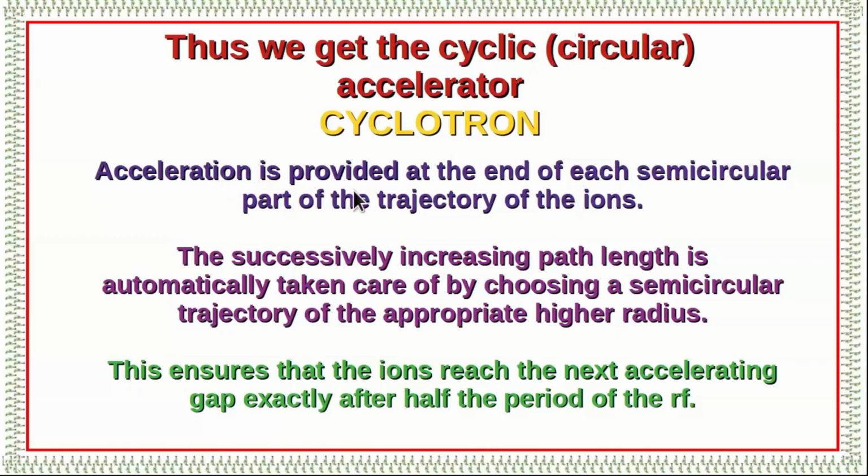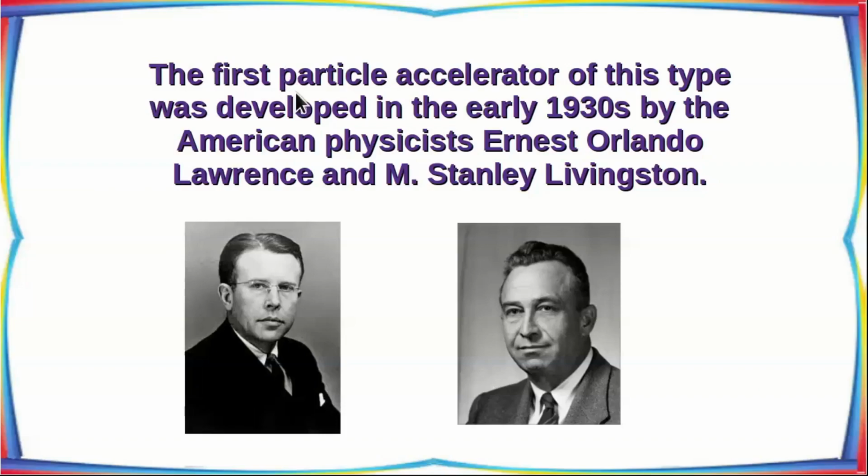Now here acceleration is provided at the end of each semicircular part of the trajectory of the ions. The successively increasing path length is automatically taken care of by choosing a semicircular trajectory of the appropriate higher radius. So this will ensure that the ions reach the next accelerating gap exactly after half the period of the RF. The first accelerator of this type was developed in the early 1930s by the American physicists Ernst Orlando Lawrence and M. Stanley Livingston. These are the two scientists who developed the cyclotron.